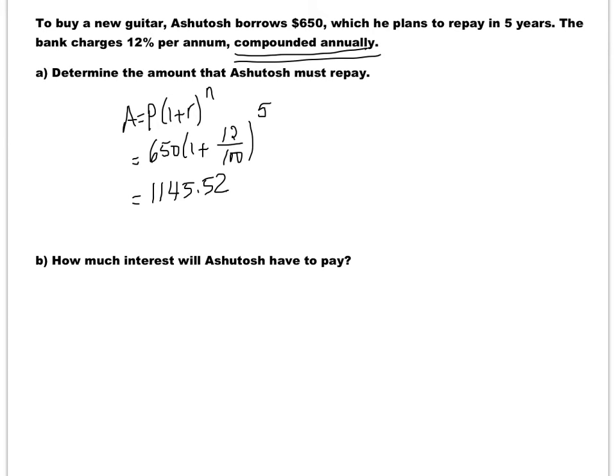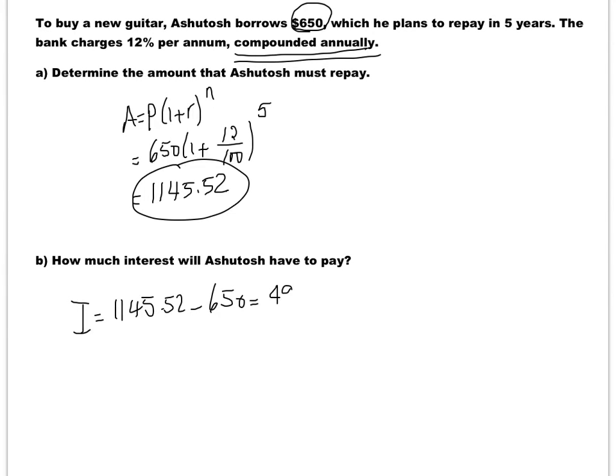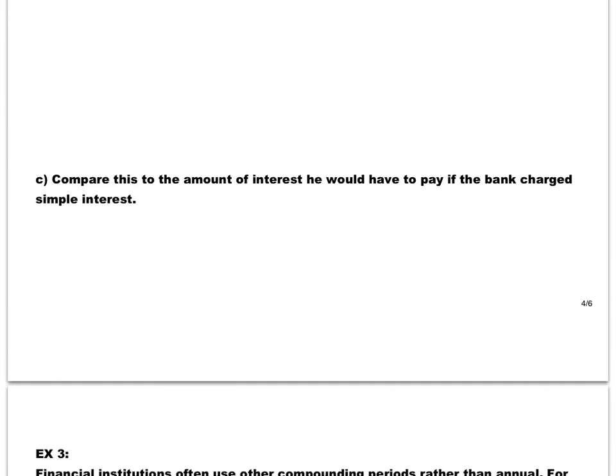The next part of the question says how much interest will Ashutosh have to pay. It is very simple. We know that he borrowed $650, but he paid $1,145.52. So the difference is the interest. So the interest is 1145.52 minus 650, which is going to be $495.52.